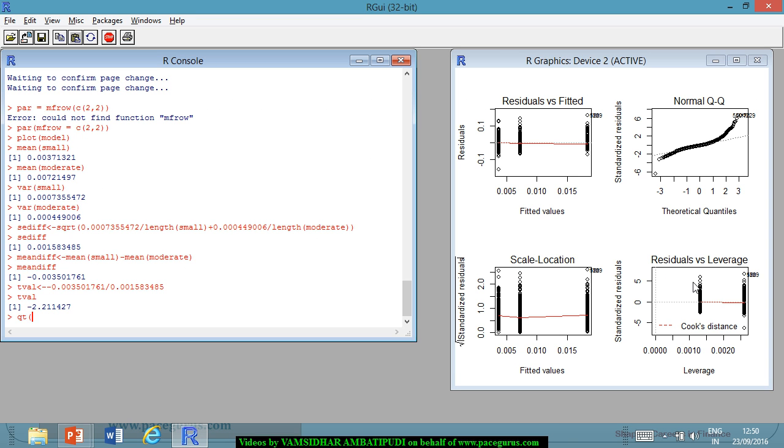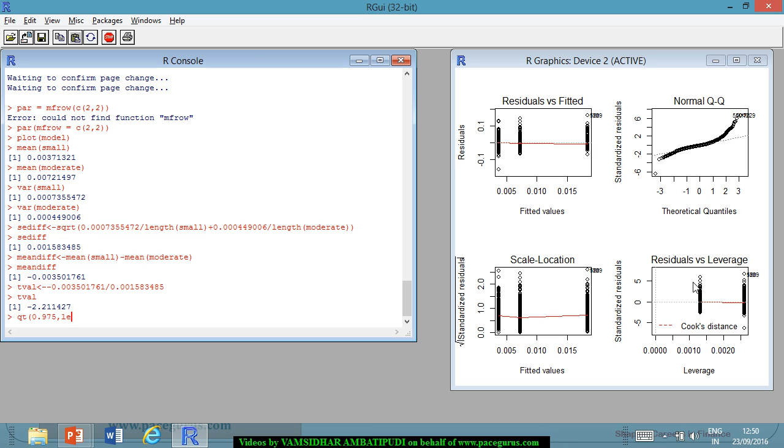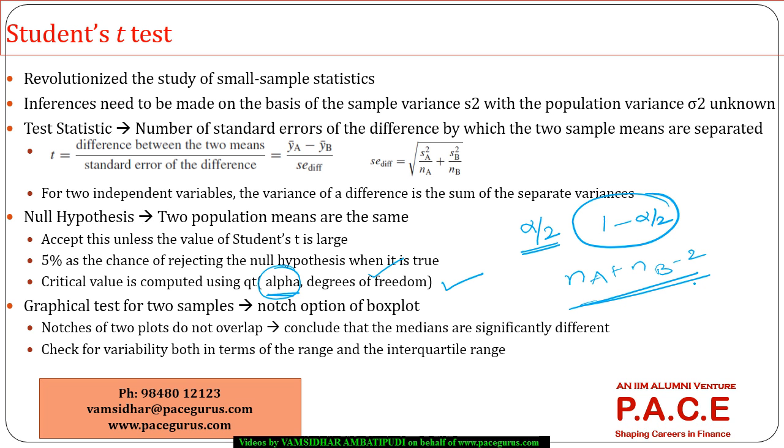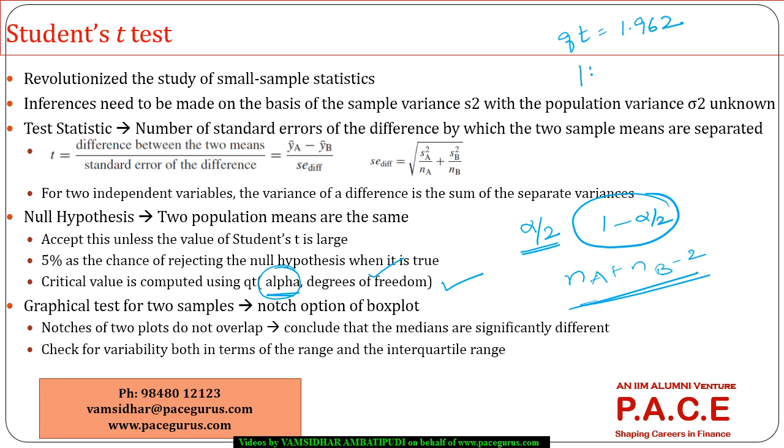So let me take my qt 0.975. And I'll have to take degrees of freedom as NA plus NB minus 2, which is length of small plus length of moderate minus 2. That is the degrees of freedom. So the qt critical value is coming out as 1.962. Whereas my computed t value, I'll only take the modulus of it, which is 2.211. So the modulus of t is greater than the critical value. So I can very well reject the null hypothesis and take my decision in favor of the alternate hypothesis, saying that the means between the two groups are not the same. The means are different.